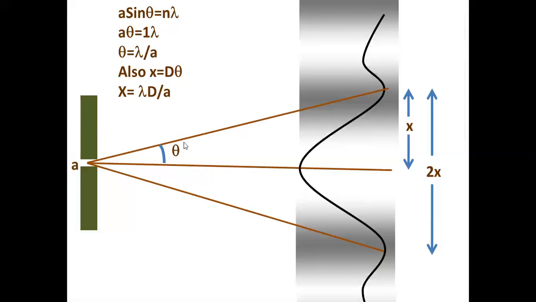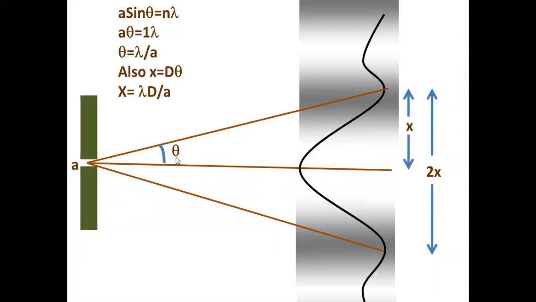What about linear width? If you want x, the arc length, L equal to r theta. So x equal to r, which is capital D, into theta. X equal to D theta. Arc length is equal to radius into angular position. What is x equal to? Put theta equal to lambda by a: x equal to lambda D by a. So what is theta? Angular width.